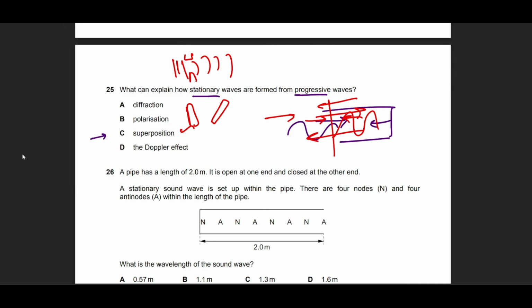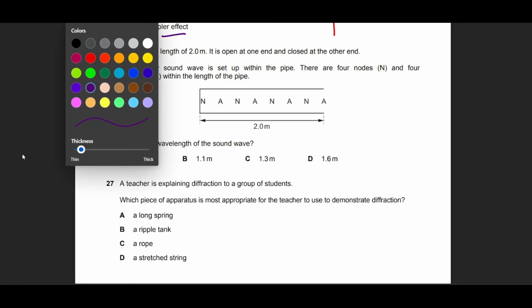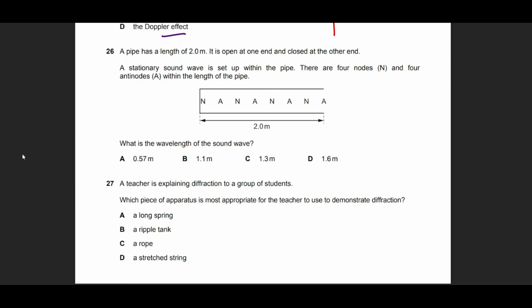But let's move to the next answer. Doppler effect. No, Doppler effect is not responsible for stationary waves. Doppler effect is responsible for change of frequency. So my most accurate, or the closest, answer is going to be option C. Question number 26. Very simple, very straightforward. A breath of fresh air at least.